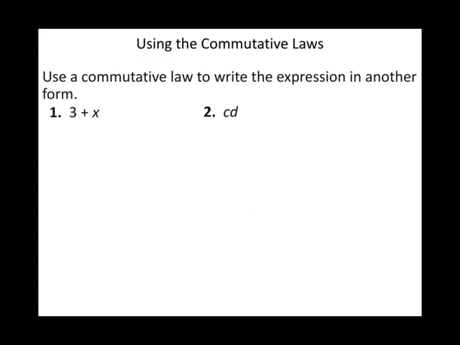Example, I want you guys to use a commutative law to write the expression in another form. So for example, 3 plus x. This is the addition, and we know we could rewrite the order. So that will be equal to x plus 3. Number 2, this means c times d. So we could switch the order and we're going to get the same result. So that's equal to d times c.